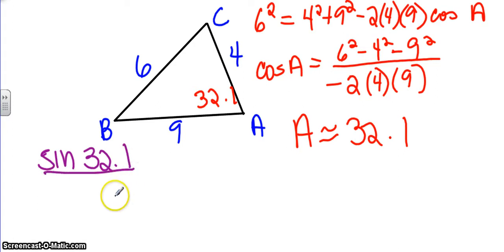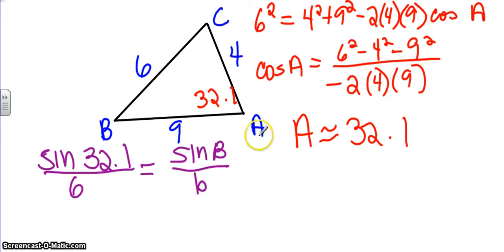So I have sine 32.1 over 6 is equal to, and I'm going to find b, not because it's in order A, B, C or anything, just because I feel like it. Could find c just as easily. And b was 4, so I should write 4 instead of b. And I want to solve for b. Make sure when you're doing this, you're doing product of the means equals product of the extremes. And make sure you're in degree mode, and you're going to be using the arcsine or the inverse sine to find b. And b is about 20.7.